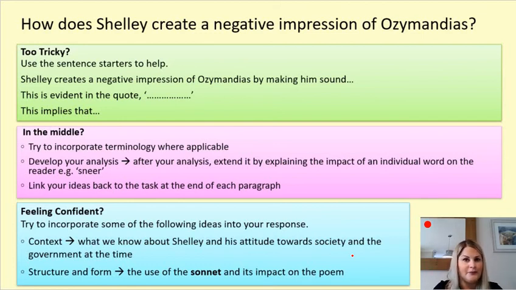And if you're feeling super confident, you're fine with poetry, you're loving life, then try to link some of your ideas to context. So what we know about Shelley and how he felt about the power that organisations had. This is where your extra research might come in handy. And think about the structure and form, so how you can link the idea of a sonnet to this poem and how it creates a negative impression of Ozymandias.